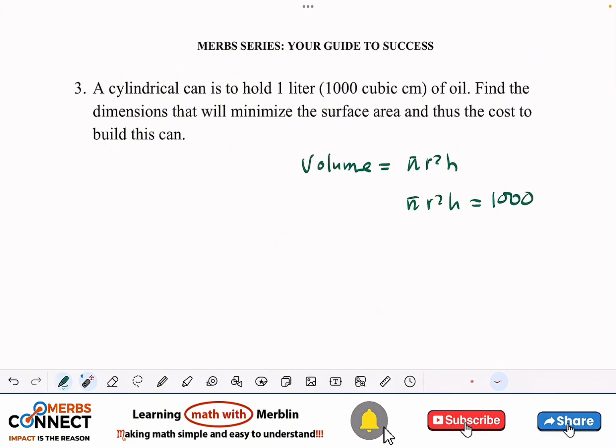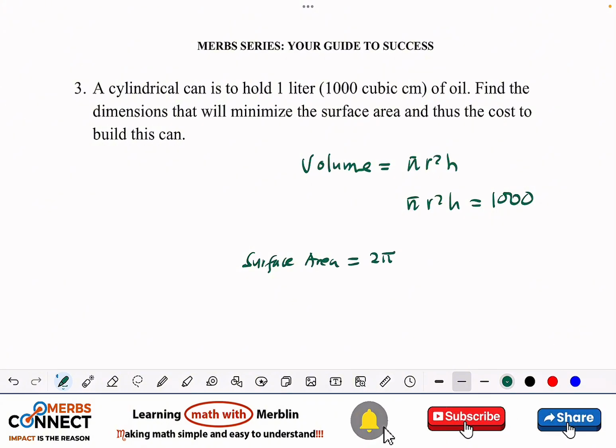So basically, now that we know this, let's talk about the surface area too. What's the formula for finding the surface area? Surface area is 2 pi r squared plus 2 pi rh. So this is the formula for finding the surface area of a cylinder. So this is what you are getting here.